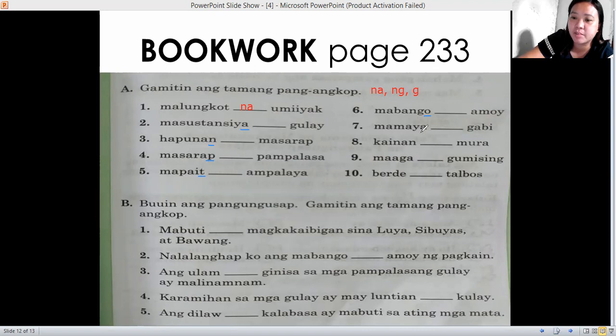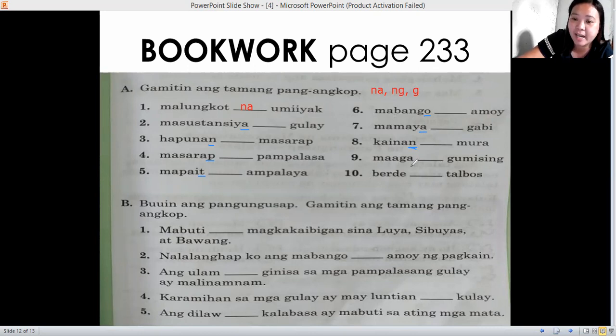Alright, let's proceed to number 7. Look, it ends with letter A, a vowel. What pang-angkop you are going to use? Is it na, ng, or G? Write your answer. Okay, now let's proceed to number 8. Kainan, mura. It ends with letter N. So, if it already ends with the letter N, what are you going to add? What pang-angkop? Is it na, ng, or G? Ready? Write your answer.